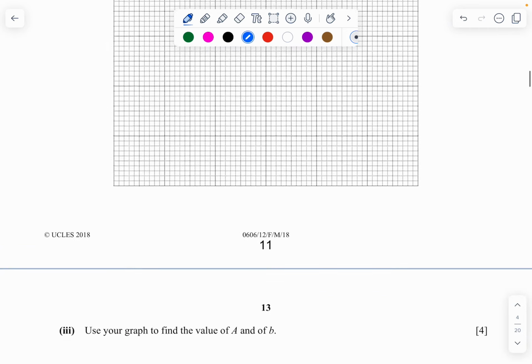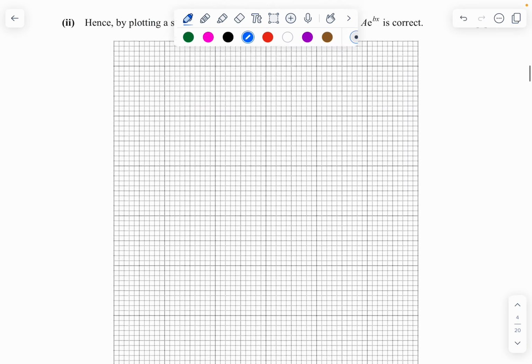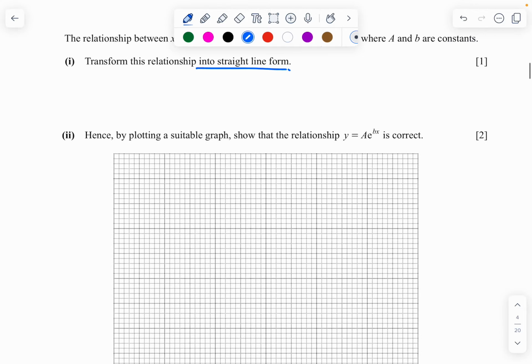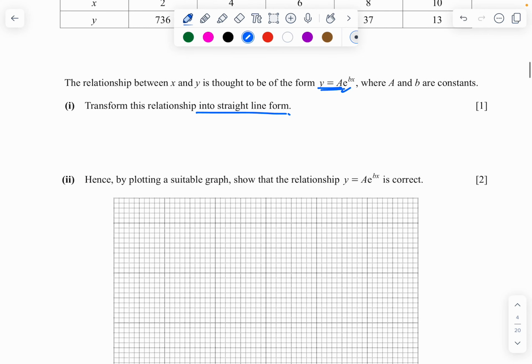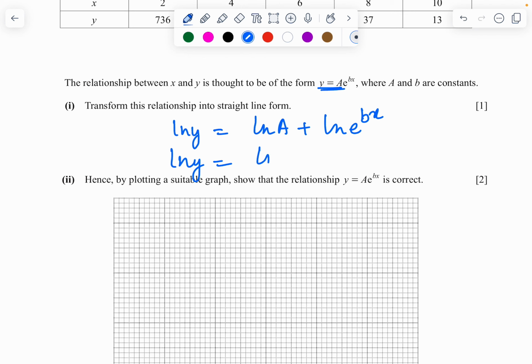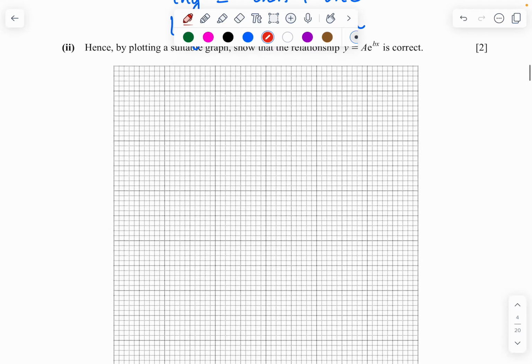So basically the question didn't say anything, so you can use ln or log. No, e is there, so I would like to use ln. Okay, so ln y is equal to ln a plus ln e to the power of bx. So simplify it, it becomes ln a plus bx. So in this, x is x, b is m, and ln a is c, right?